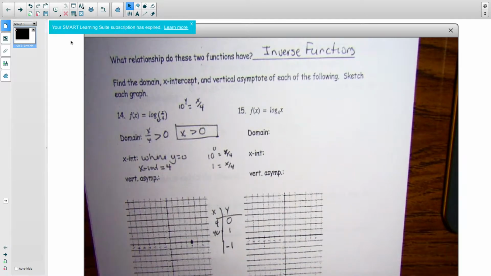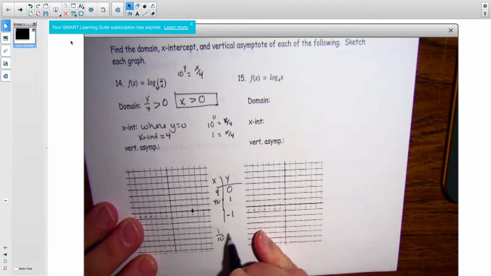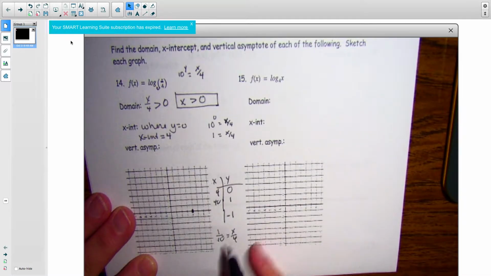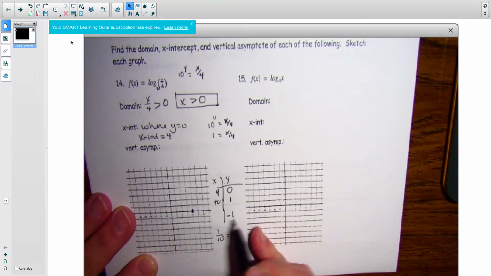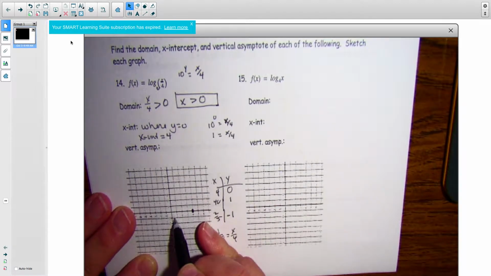All right, so what happens when x is negative 1? Or y, I'm sorry, is negative 1? We get 1/10 equals x over 4. So when y is negative 1, we get x equals 2/5. So 2/5, negative 1.